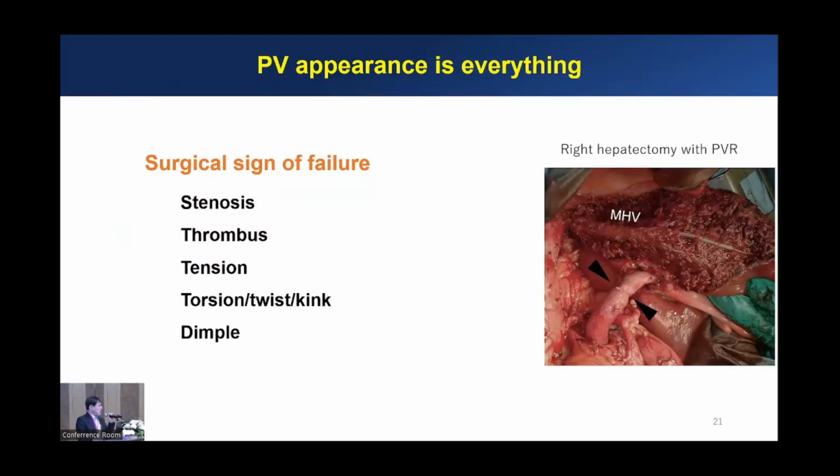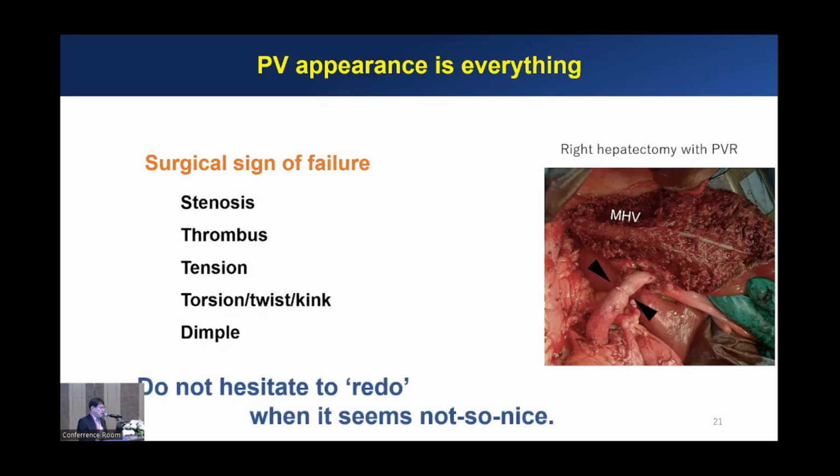Okay, so I want to say to the youngsters that PV appearance is everything in this surgery. So we have to check the surgical signs of failure: stenosis, thrombus, tension, and torsion, twist or kink, and dimple. If you see these findings in the portal vein, we have to re-anastomose. Do not hesitate to redo the anastomosis when it seems not so nice.